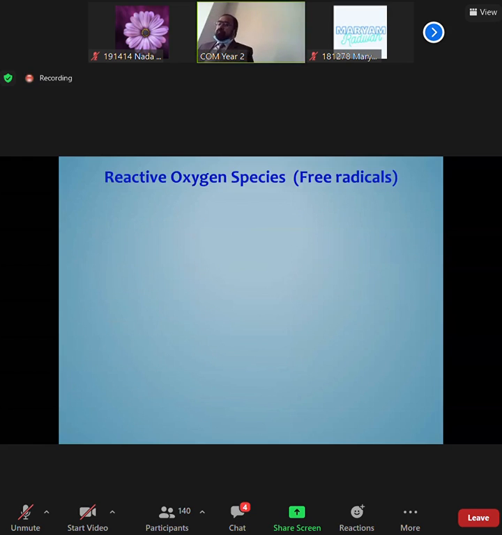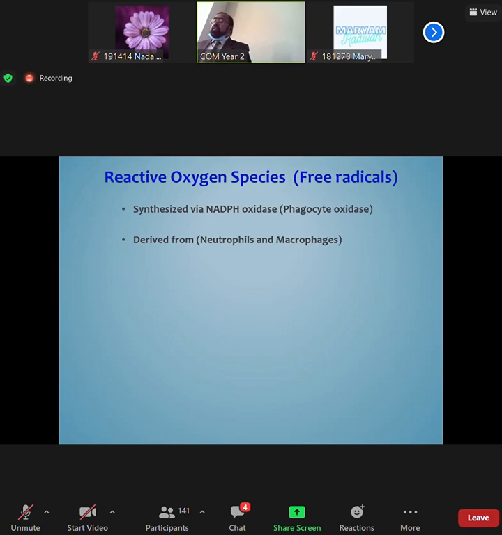Okay. Oxygen species, you all know where these come from. Oxygen-dependent killing of the bacteria. Yes. They are synthesized via NADPH oxidase, which is phagocyte oxidase. Just remember that slide. They derive from neutrophils and macrophages. So there are two important cells which generate this, activated by macrophages, immune complexes, and cytokines.